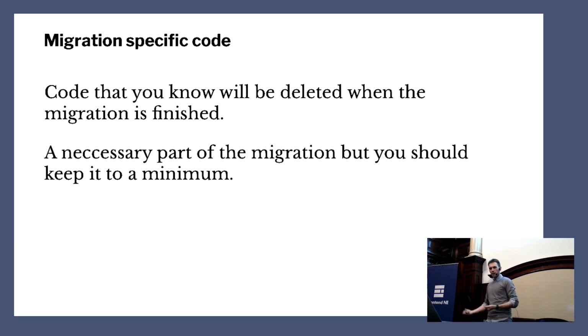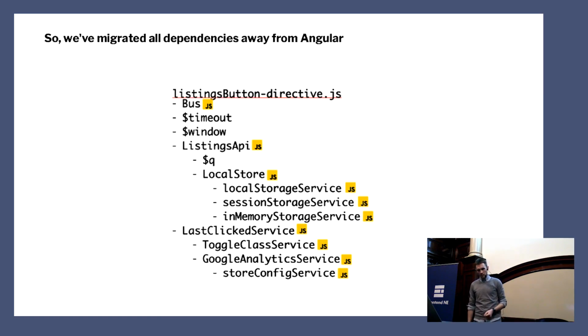So we've kind of come to define migration-specific code as code that you know will be deleted when the migration is finished. Effectively, it's a temporary stopgap. And unfortunately, you do have to have some of this, but it's best to try and keep it to a minimum, because effectively it's code that you know you're going to delete. So as you're writing it, you are making work for future you, which is the worst thing. So you want to keep that down to a minimum.